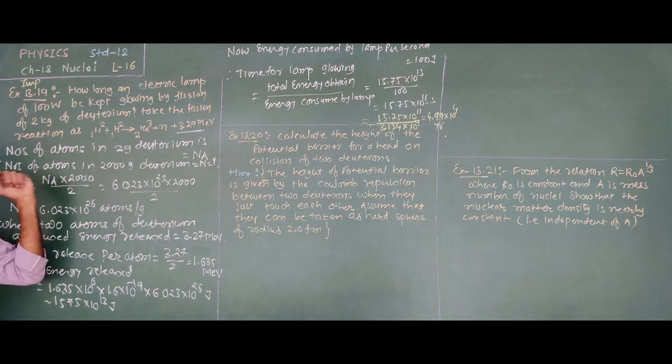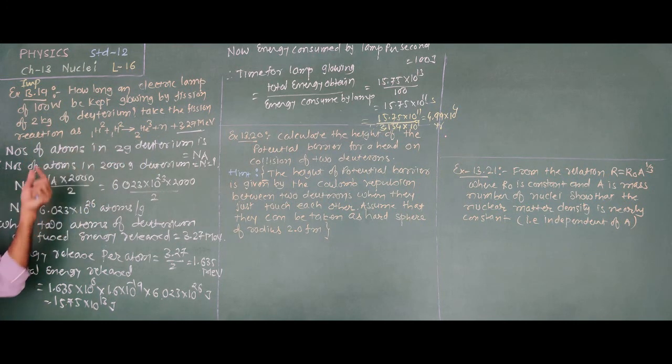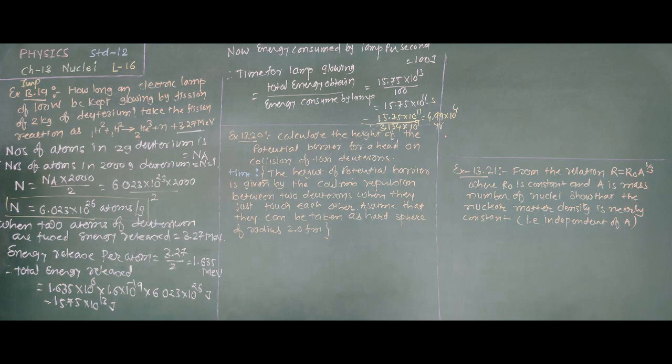First, we have to find out the number of atoms in 2 kg deuterium. So, in 2 gram deuterium, the number of atoms is equal to Avogadro number. Therefore, in 2 kg, that means the 2000 gram deuterium, the number of atoms N is equal to Avogadro number into 2000 upon 2. We obtain N is equal to 6.023 into 10 raised to 26 atoms. Clear? Okay.